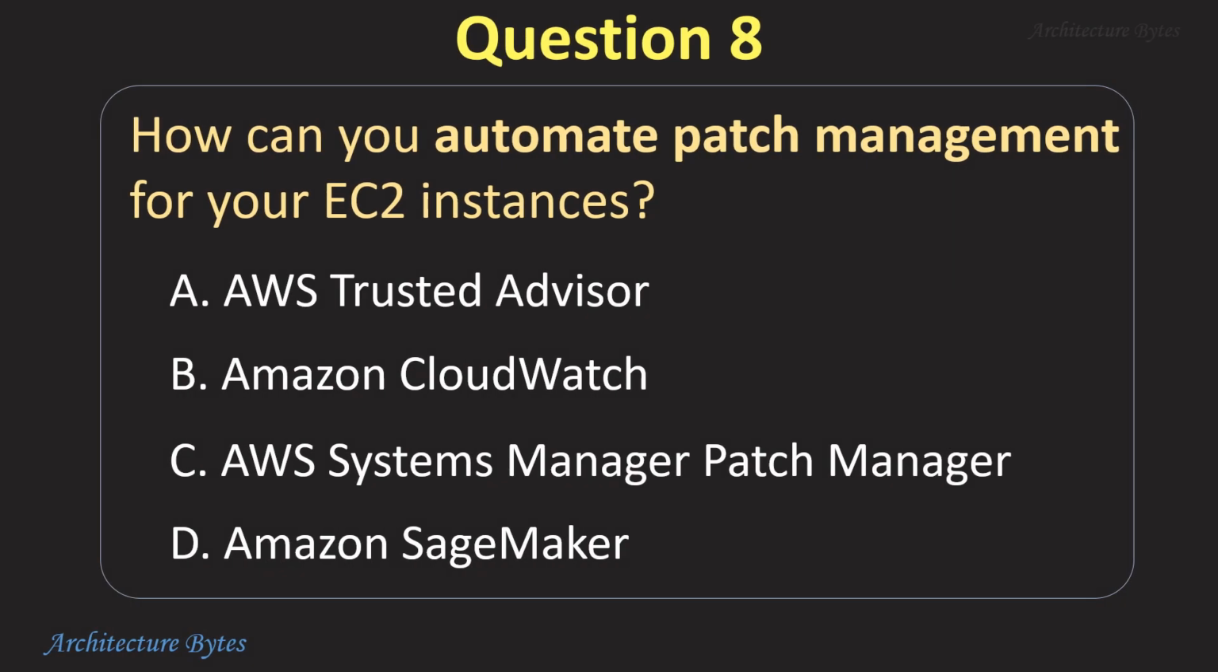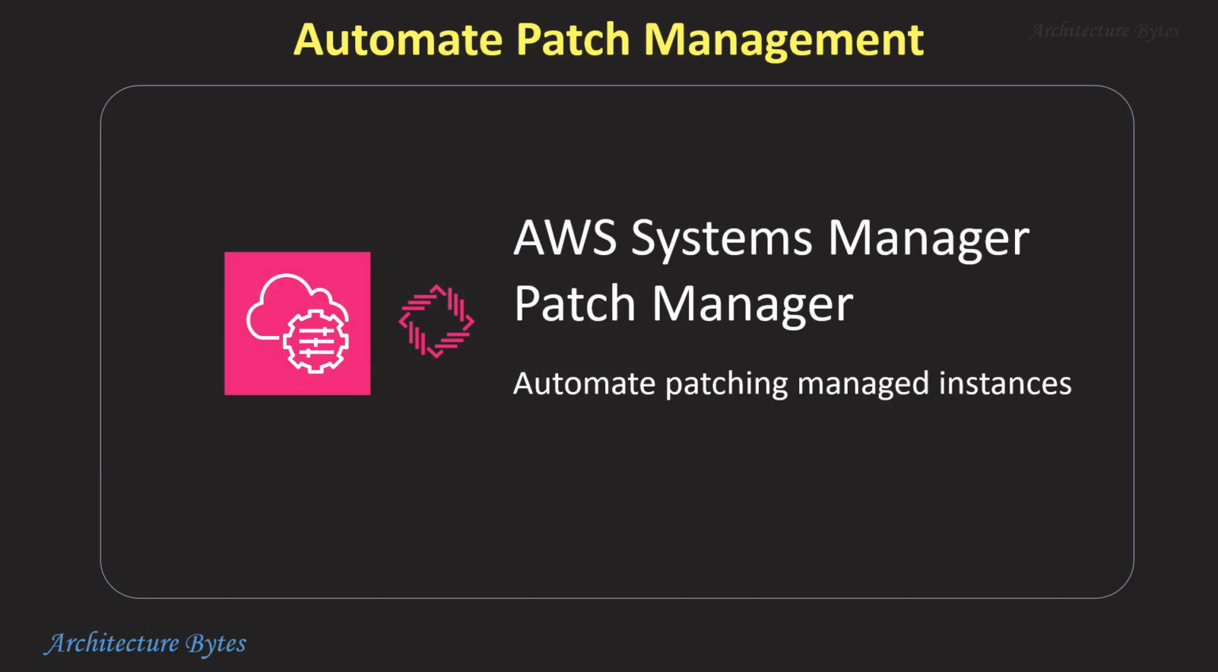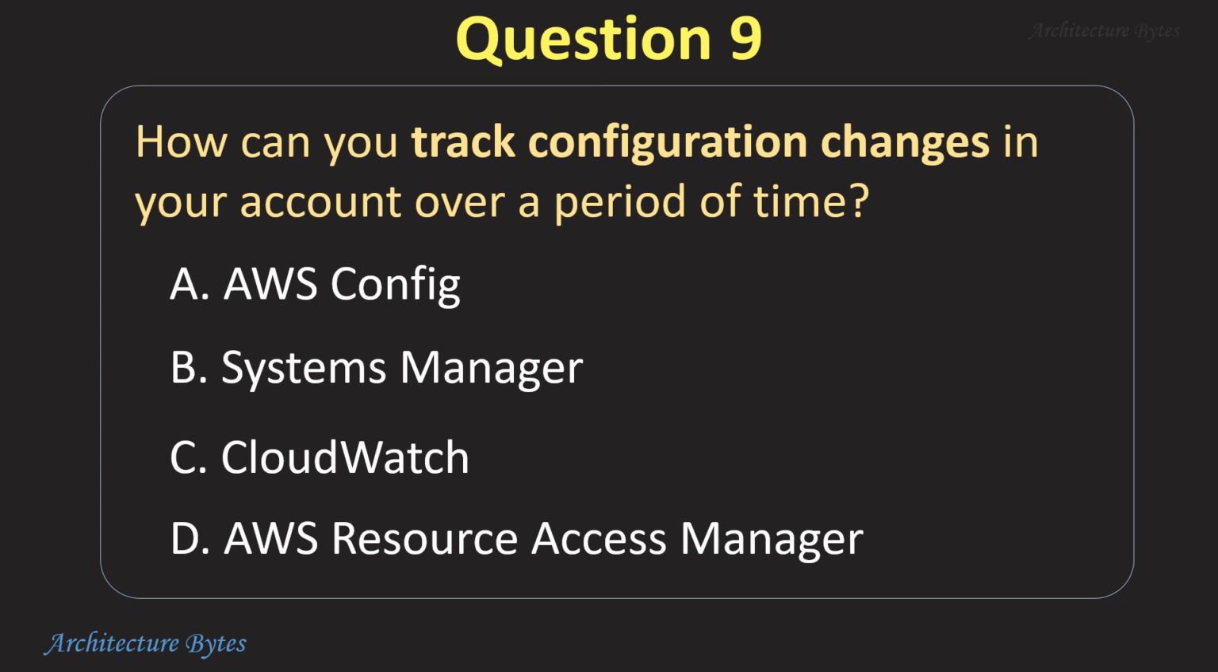How can you automate patch management for your EC2 instances? Use AWS Systems Manager Patch Manager to automate the process of patching managed instances with latest security updates and patches. How can you track configuration changes in your account over a period of time?